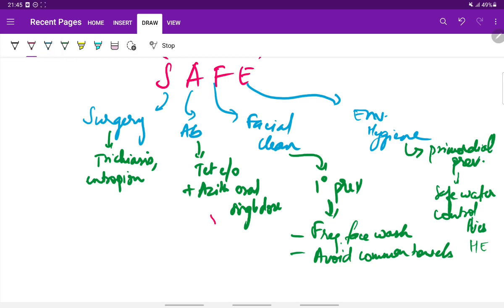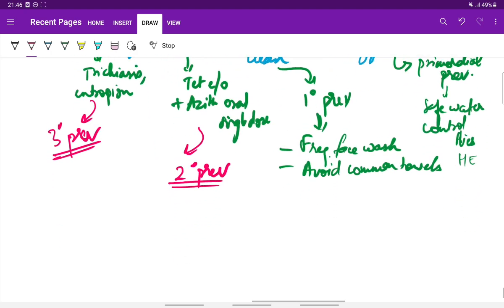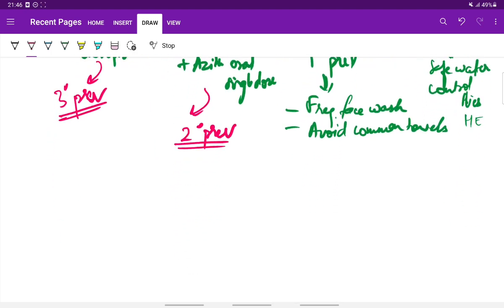And here the antibiotics constitute the secondary prevention, that is treating the disease and preventing the complications from occurring. And the surgery is a method of tertiary prevention, which is nothing but rehabilitation. So this is all about trachoma. Thank you.